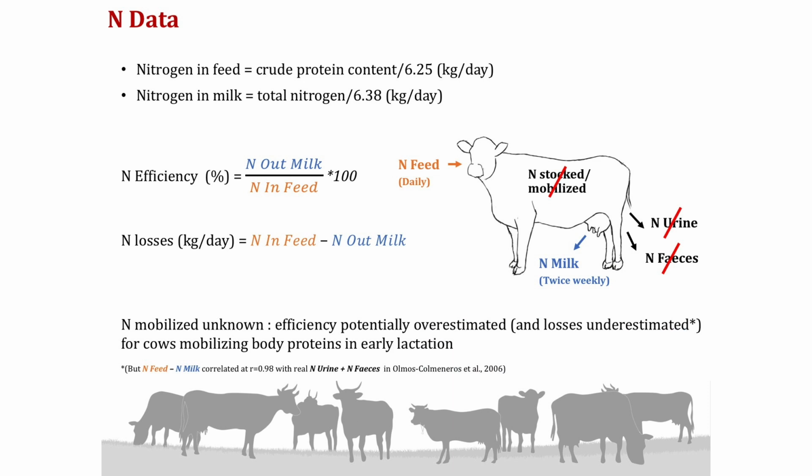As I said, we have no information in urine and feces, and as we have no this information, maybe we potentially overestimate the efficiency. It means that we underestimated the losses of nitrogen. We need to be aware of that, but it's impossible for us to change anything about that.